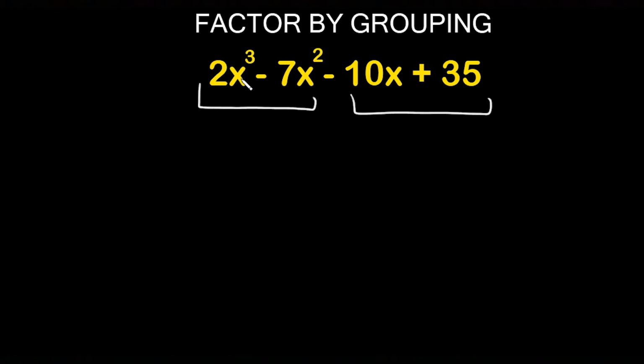So what can I pull out between my first 2 terms? I can pull out an x squared. So x squared, in parentheses, I'll have 2x and then minus 7. Okay, what can I pull out between those last two terms? Well, I can pull out a 5.